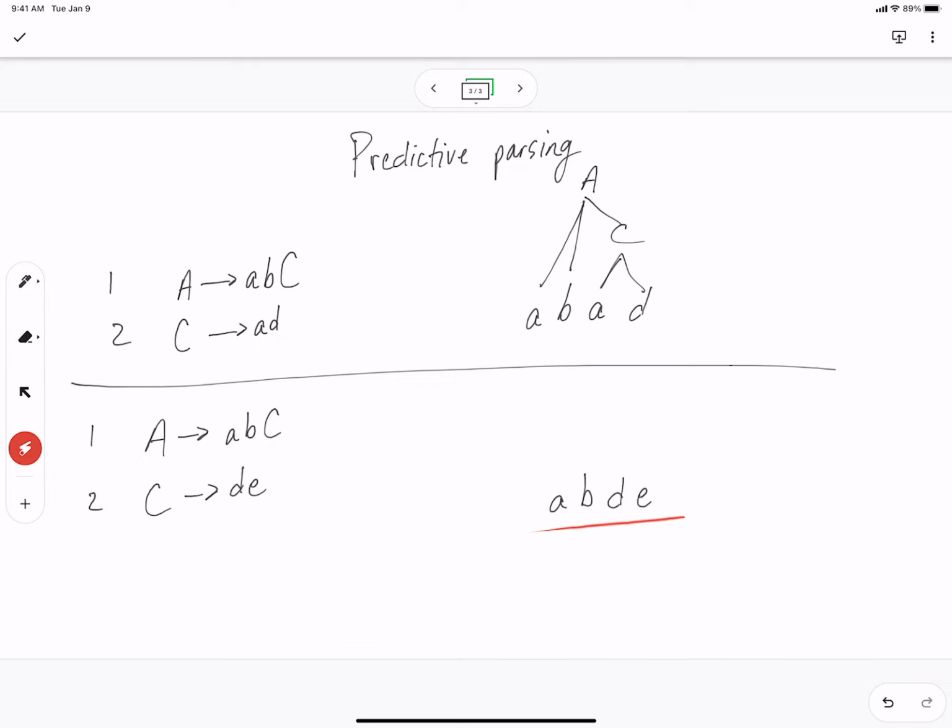We have an input A, B, D, E, and we look at the first terminal, and then we can look at all the rules here, and we see that rule one is the only one that starts with an A. So we know that we can apply rule one. So let's go ahead and do it. It's going to be a little bit weird at first, but bear with me for a second. A, B, and we know that we have to have a C. And so then we can go look at production rule number two, and C takes the form of D E, and we can see that in our next two lookaheads, and we get C goes to D E. And so that's a really powerful property. We don't have to look ahead too far. We only have to look at the first symbol to know which production rule we're going to execute.